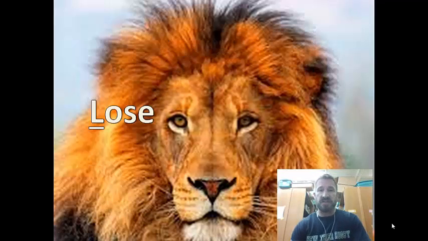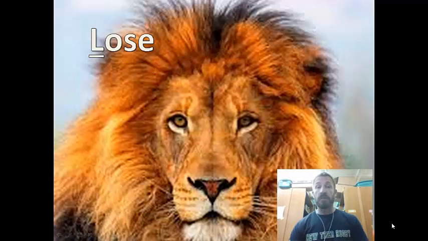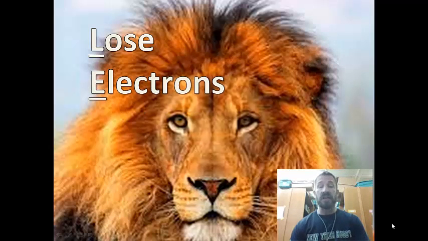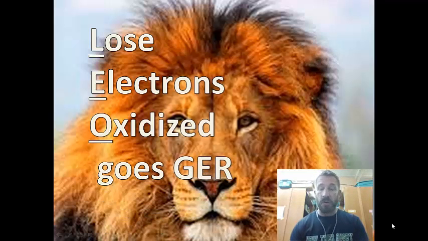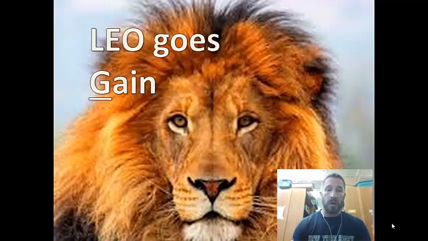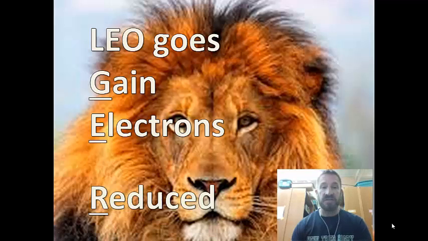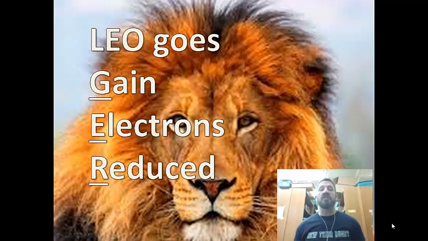First, what is redox? It's an acronym. LEO stands for lose electrons, oxidize. So whenever a substance loses electrons, it is oxidized. And what is the other part? GER. So GER is gain electrons, reduced. So whatever gains the electrons is reduced.